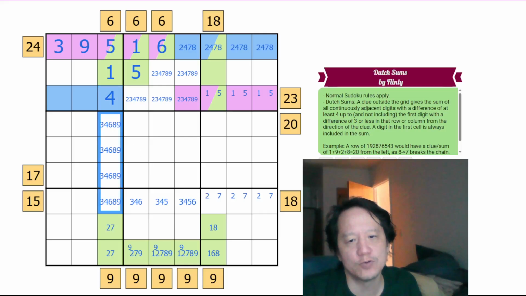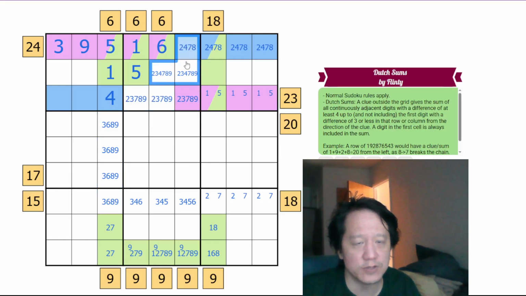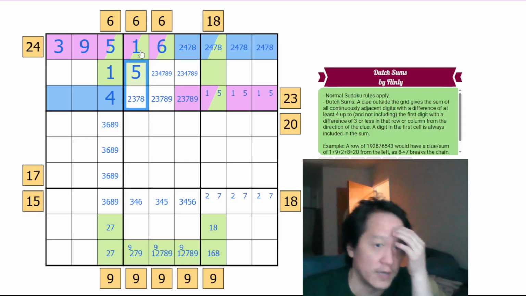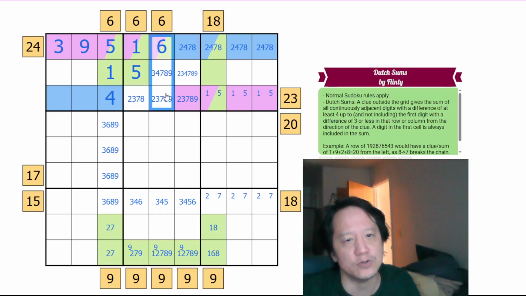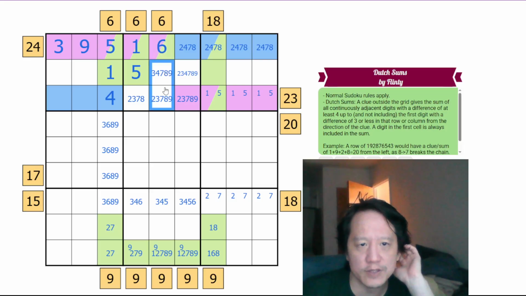That eliminates 4 in the rest of the column and row. The 4 has to be one of these 3. 9 can't be here, but that's 4 or more away from 5, so that would include the sum. 6 means this can't be 2, because 6 and 2 are 4 apart, so this would sum up to more than that.